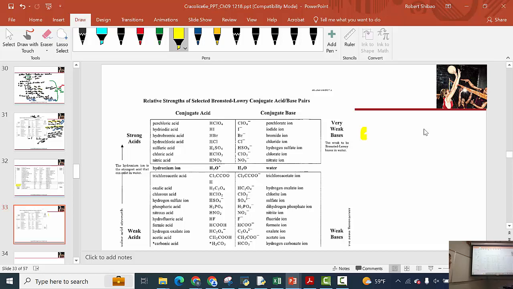ClO4 minus. This is a base. In water, let's say we don't have any perchloric acid, we just have perchlorate and some other cation like sodium perchlorate. Perchlorate can take a proton from water to make perchloric acid and hydroxide. This is called base hydrolysis.